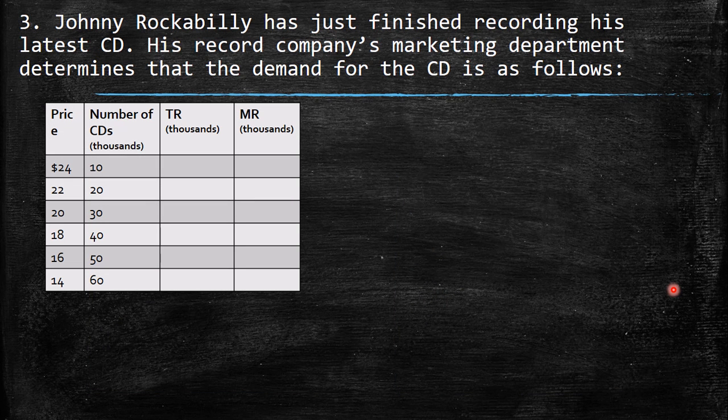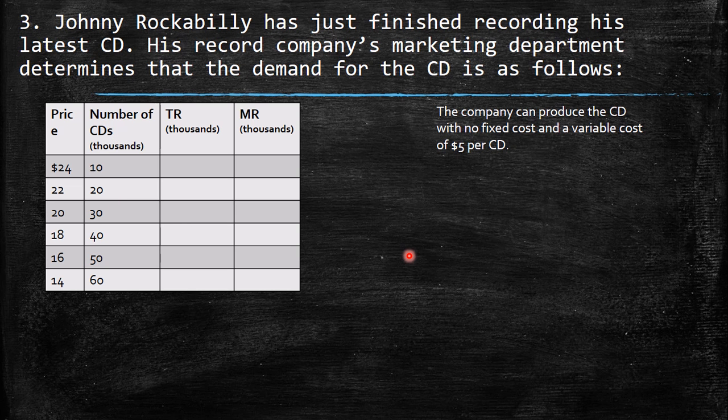So the next question says, Rockabilly has just finished recording his latest CD. His record company's marketing department determines that the demand for the CDs is as follows. In the book we have 10,000, but in order to avoid putting a lot of zeros, we just change it here to 1,000, and then it is going to be 110. Naturally, we verify how the price goes down as the number of CDs increases.